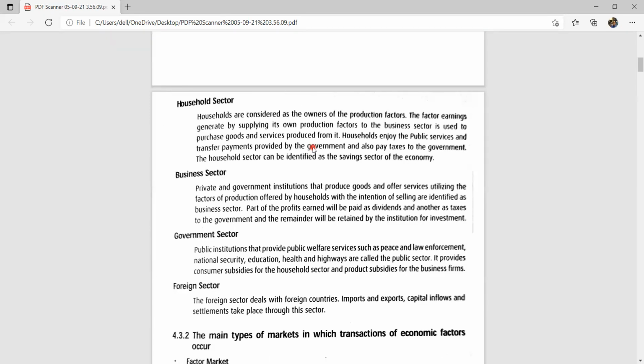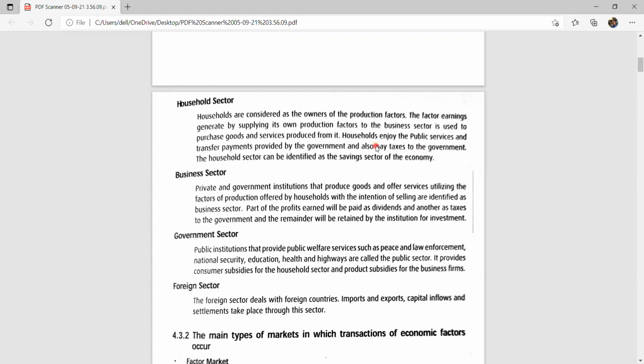Factor earnings are generated by supplying its own production factors to businesses. Business sector is used to purchase goods and services produced from it. Households enjoy public services and transfer payments provided by government and also pay taxes to government. Household sector can be identified as saving sector of the economy. Actually, they are the factor owners.